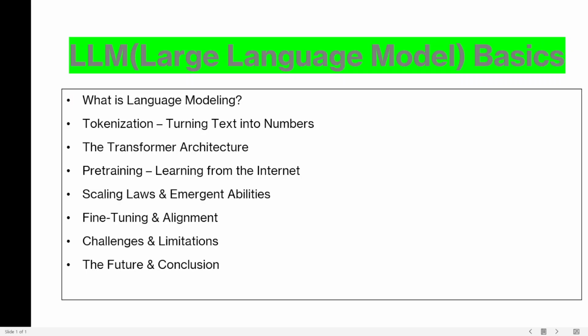Stage 2, train a reward model. Using those human rankings, we train a separate reward model that learns to predict which responses humans would prefer. Essentially, it learns to score responses the way humans would. Stage 3, optimize with reinforcement learning.